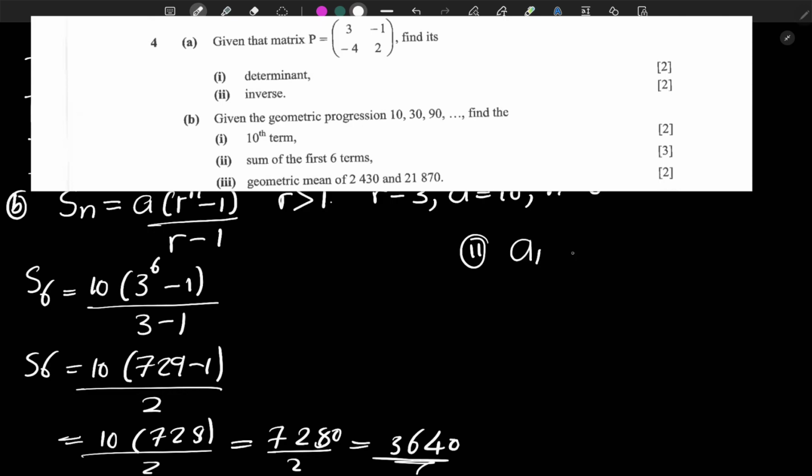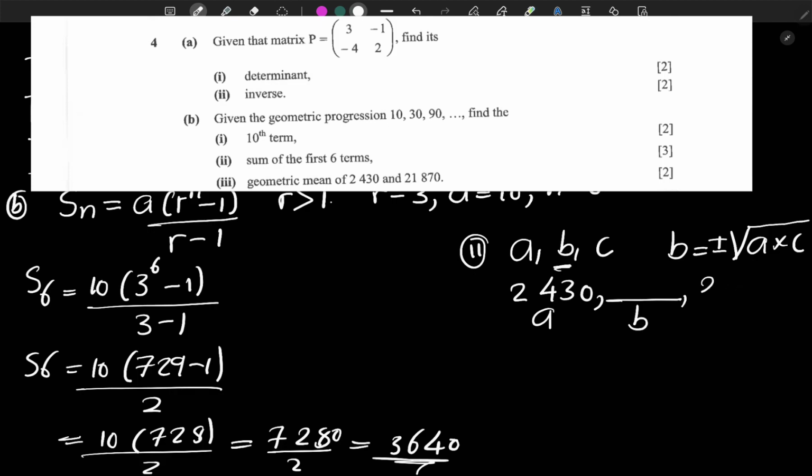So if we have A, B and C, the geometric mean is the middle term. This is our term. So if you're dealing with a geometric progression, you say B is equal to plus or minus the square root of A times C. So if you have the numbers 2,430 as our first term, this is our A. B we don't have. C is 21,870. So what is our middle term? That's what the question is asking us.